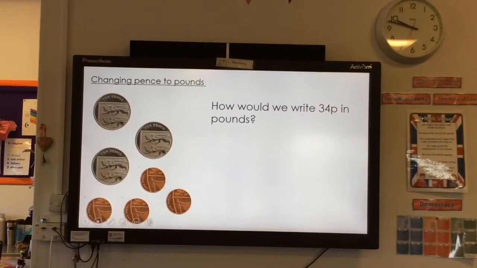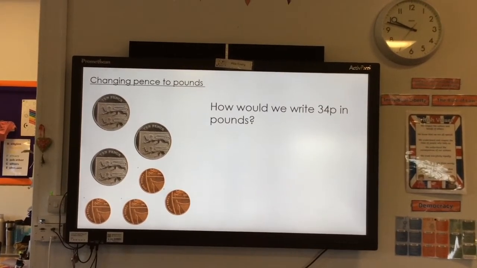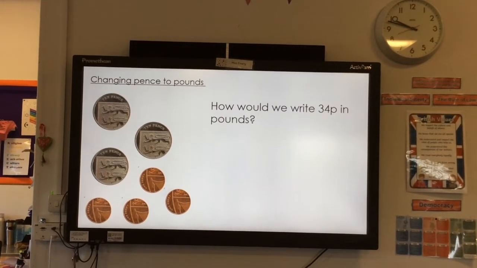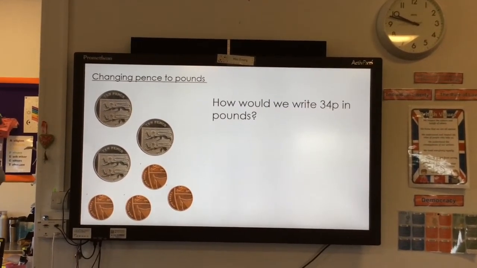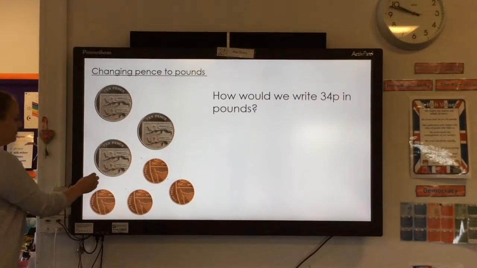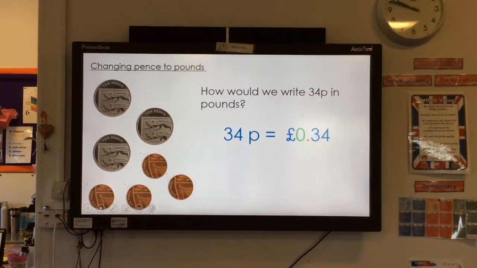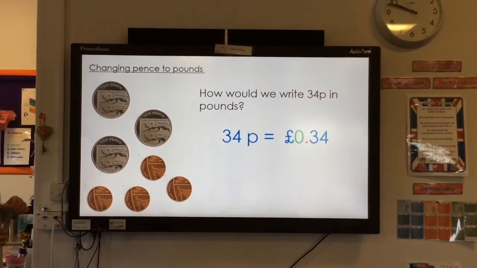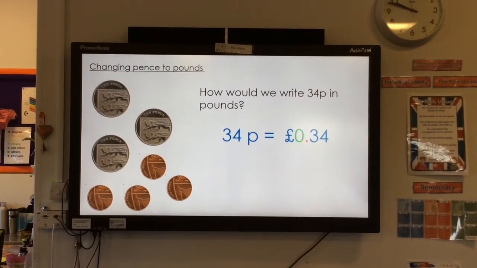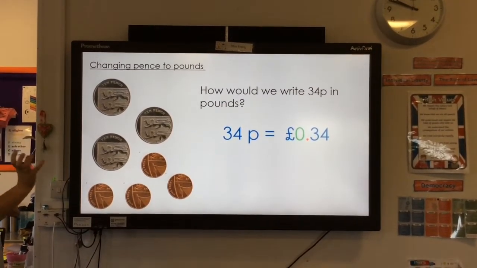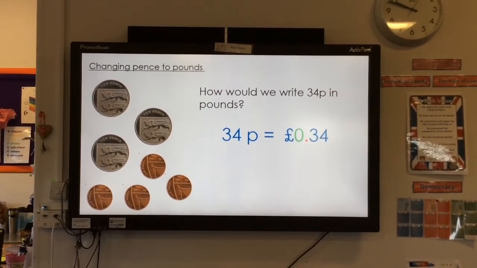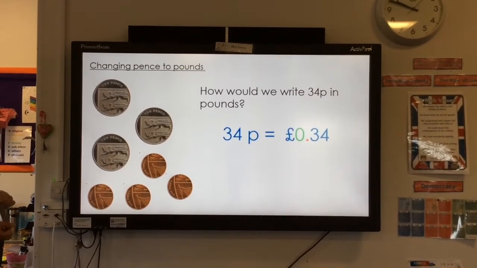So how would you write 34p in pounds? Think about how many whole pounds you have or haven't got. Think about where that dot goes to mark between pounds and pence. And have a go. So if you've got 34p, you have no whole pounds, so you have a 0 in there to represent that. You've got your decimal point, your dot, between your whole pounds and your part pennies, and you've got 34 pence. So you write that as 0.34, £0 and 34 pence.